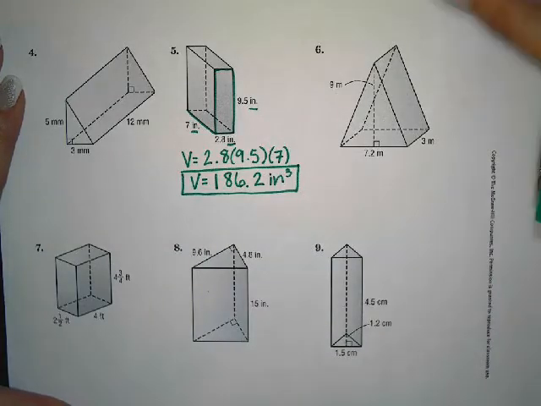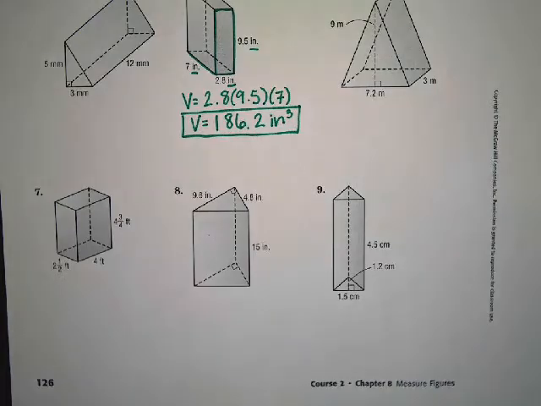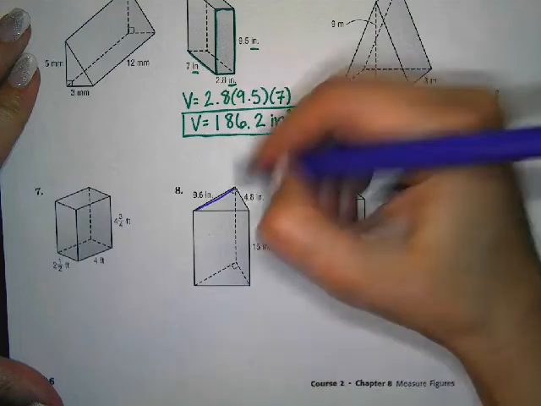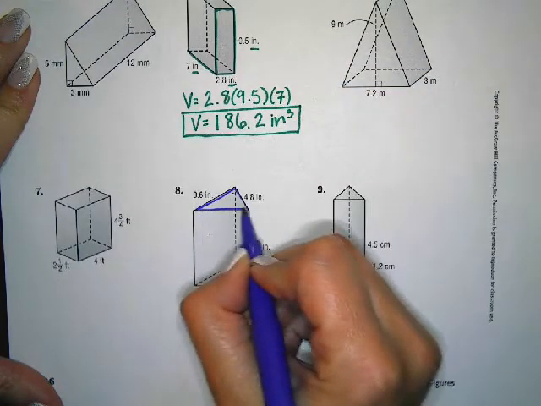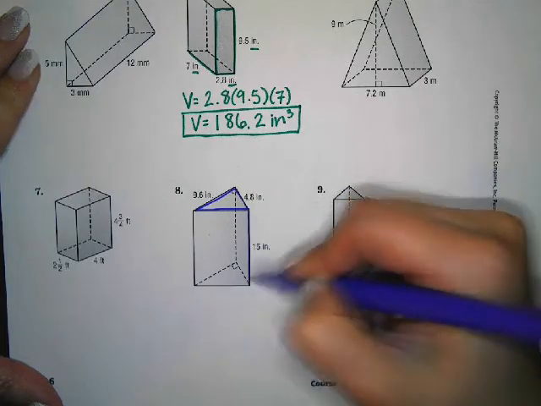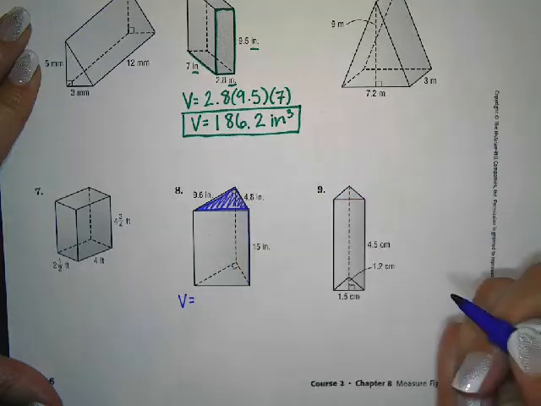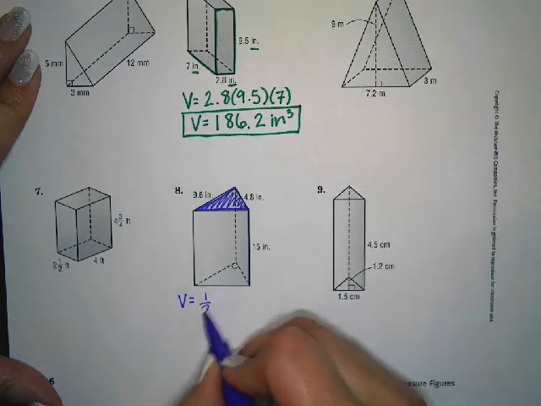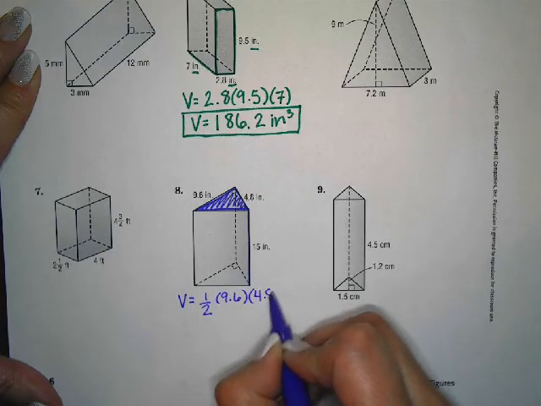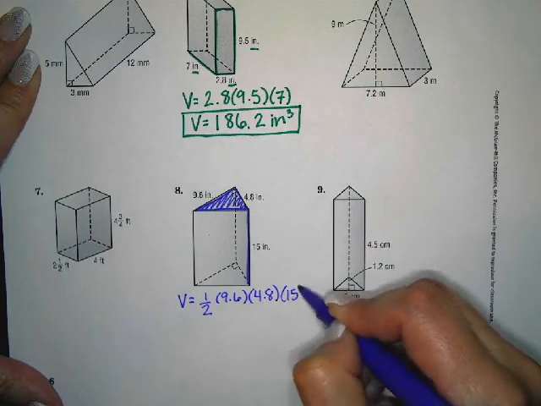Now let's look at number 8, which has a triangle in it, and we're going to do the same process, but this time our base is not a rectangle, it is a triangle. So we have a triangle for our base. So here's our base, and then our length or our height is the 15 inches over here. So our volume is going to be equal to the area of this triangle right here, which is 1/2 times 9.6 times 4.8. Then we also have to multiply it by the 15 for the height.